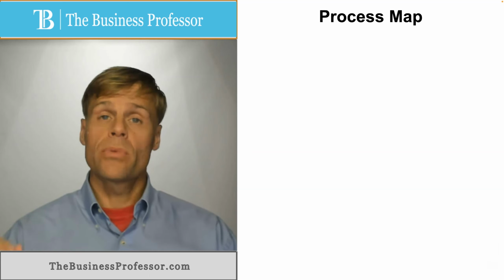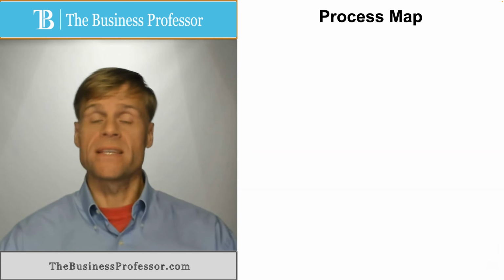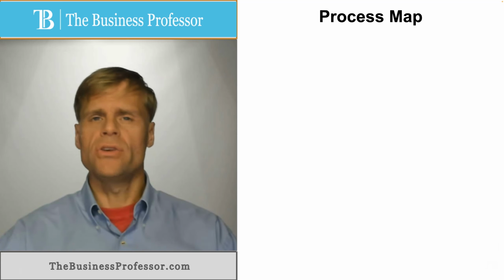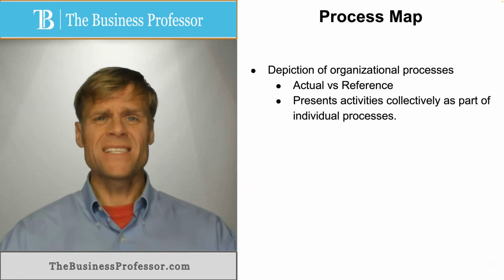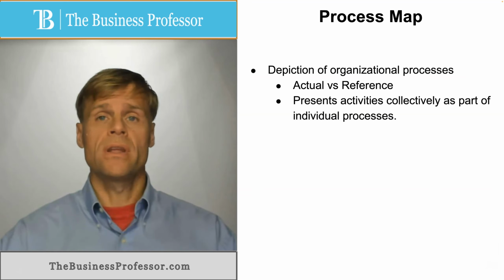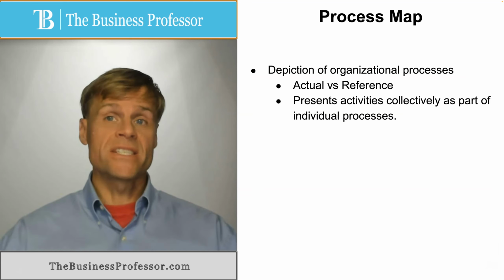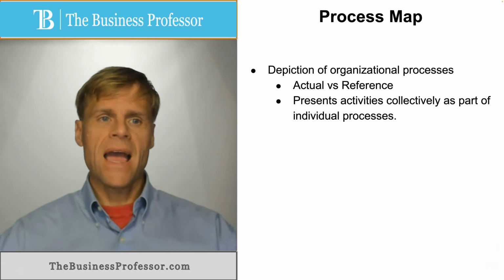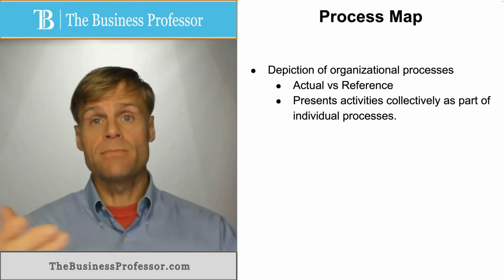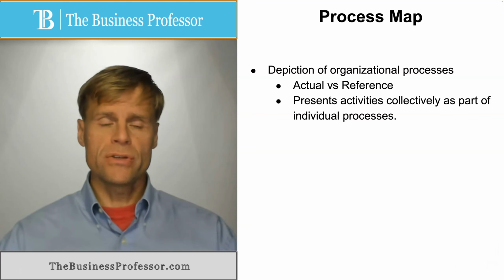What are process maps and process models, and how are they used and how are they unique? Let's begin with the process map. Well, a process map is simply a depiction of an organization's processes, how they actually are versus how they should be. A process model focuses more on how they should be.